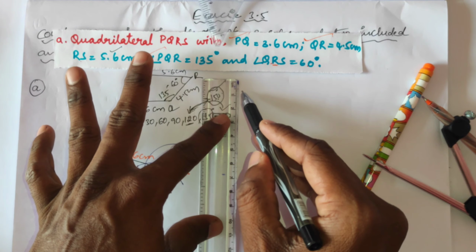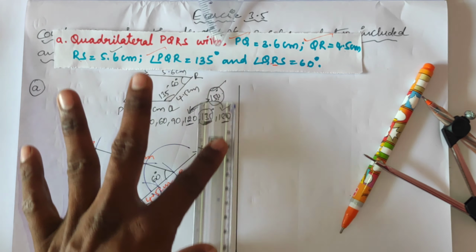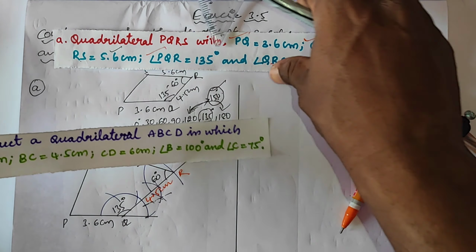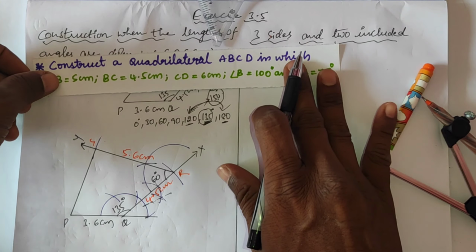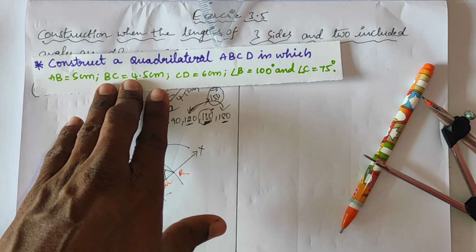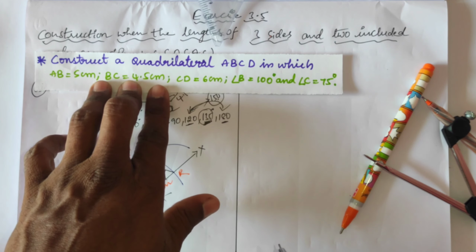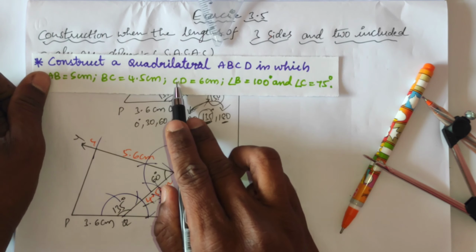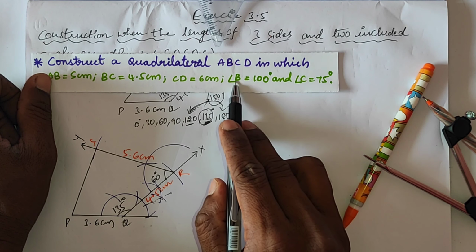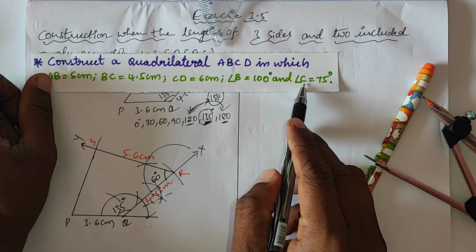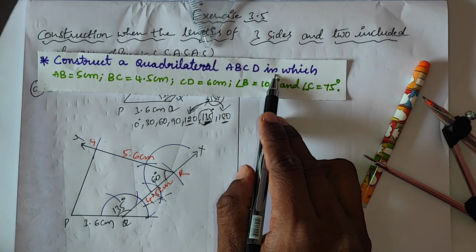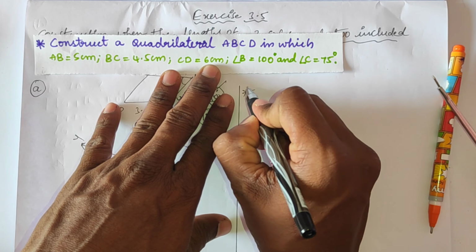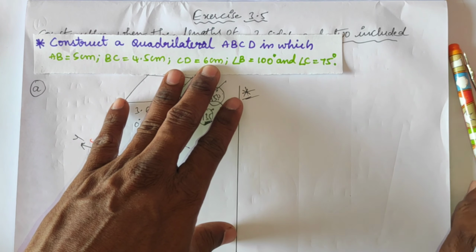Okay, now same as this, another question is there, the example question. The second one is: construct a quadrilateral ABCD in which AB is 5 centimeters, BC 4.5 centimeters, CD 6 centimeters, and angle B is 100 degrees, and angle C equals 75 degrees. Right? So this is an example sum, that's why I took a star mark here.